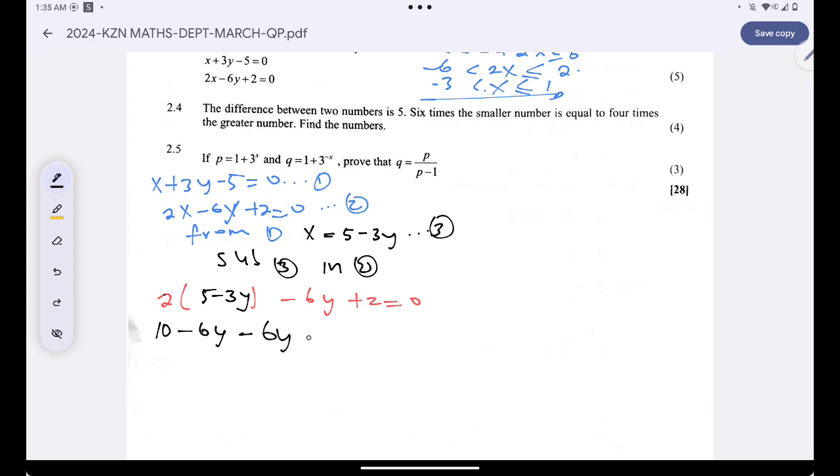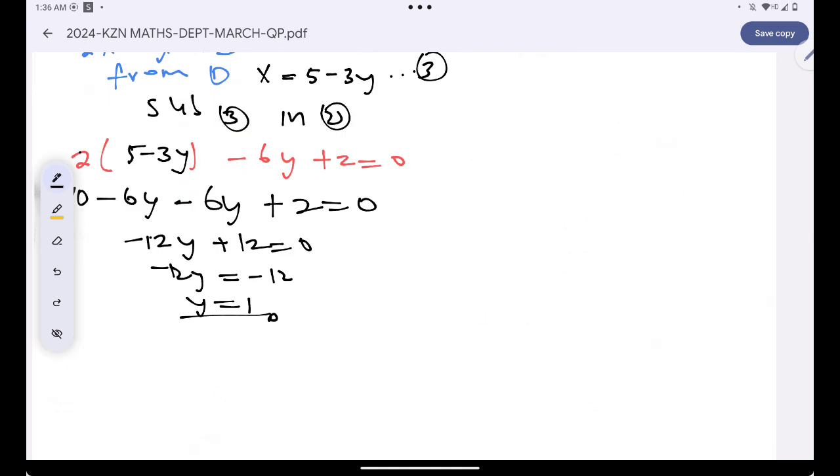And I have another 6y plus 2 is equal to 0. Okay. 12y plus 12 is 0. Negative 12y is equal to negative 12. Y is 1 when I divide both sides by 12.